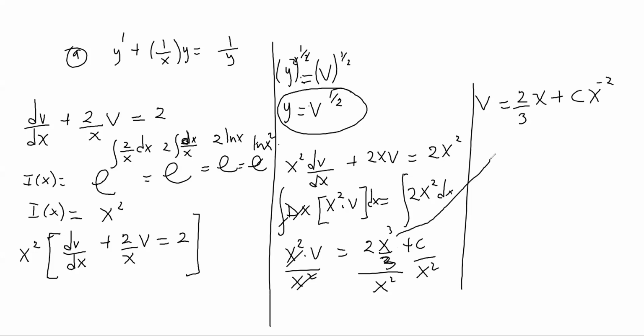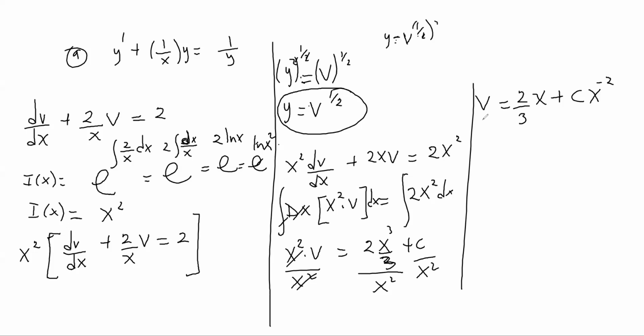But remember, I'm sorry, let me erase this. Perfect. So remember, what is v? We said y is equal to v raised to the half. If y is equal to v raised to the half, if we square both sides, that means y squared should be equal to v. So wherever I see v, remember this: y is equal to v raised to the half.